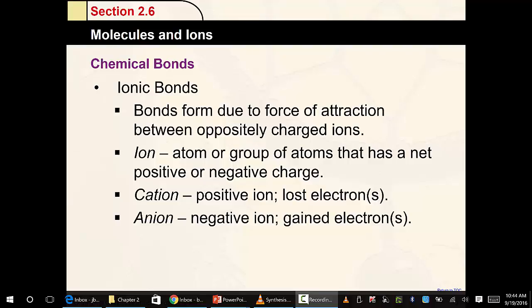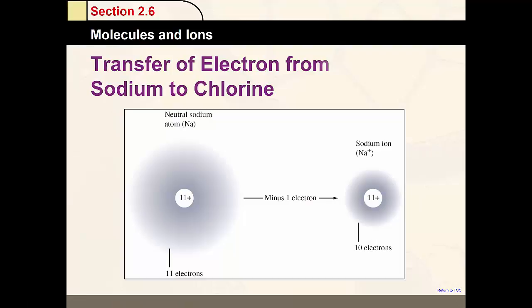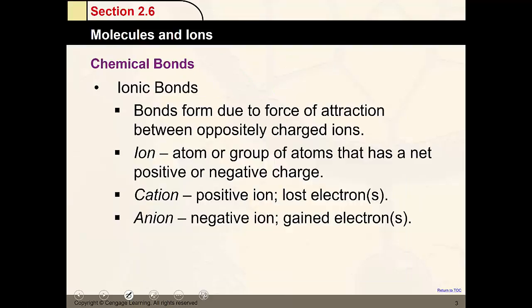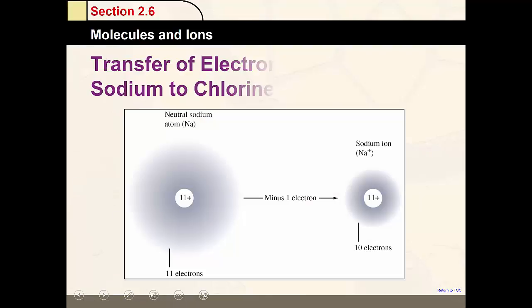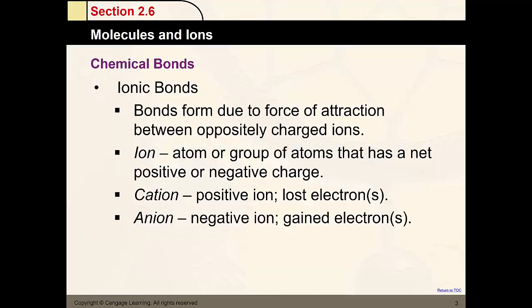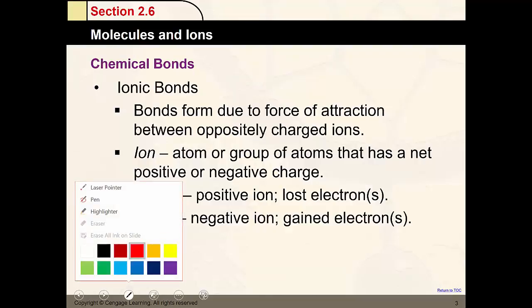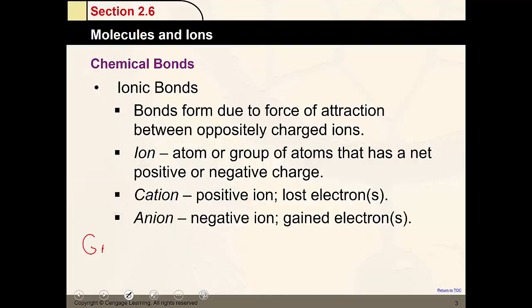And what I also want you to do is label groups 13 and 14. So group 13 elements normally form ions with a +3 charge, meaning they lose 3 electrons. In group 14, those form charges of +4, so they lose 4 electrons.